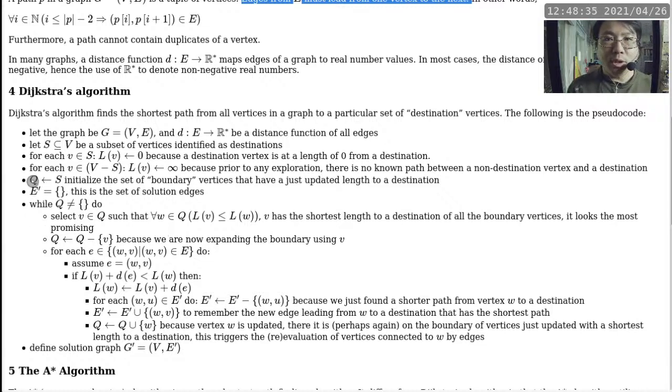So Q was initialized to the set of all of the destination vertices. But depending on which iteration you're in, we don't know. Q is really just a set of vertices that just had their L value set to something smaller from infinity. So that's basically what Q is representing. Q is a set of vertices that just got their L values updated, quote unquote, because in this case, the way we initialize the L values, the destinations and the non-destinations are initialized differently. But generally speaking, Q is a set of vertices where their L values are just updated.